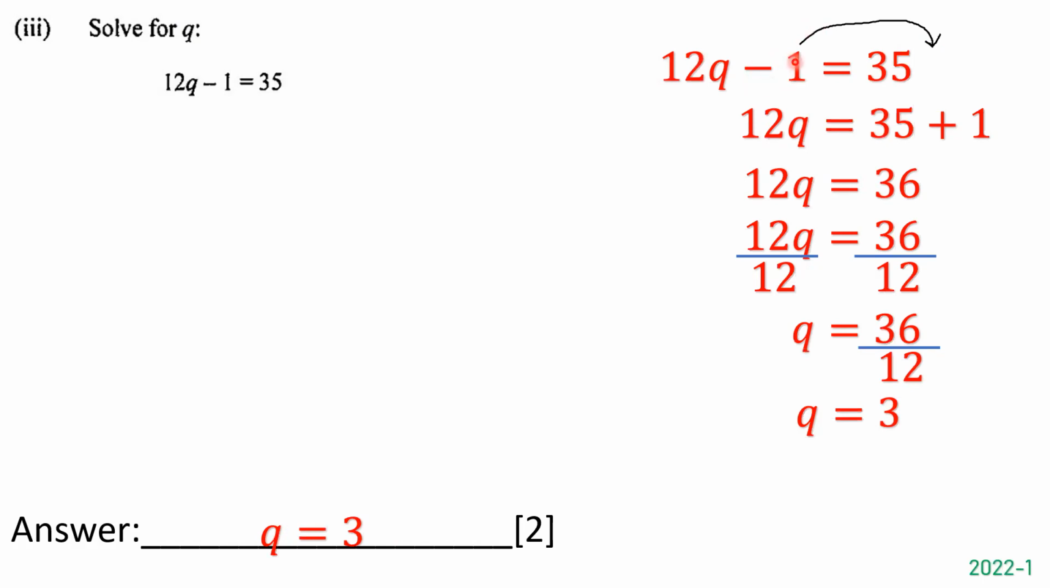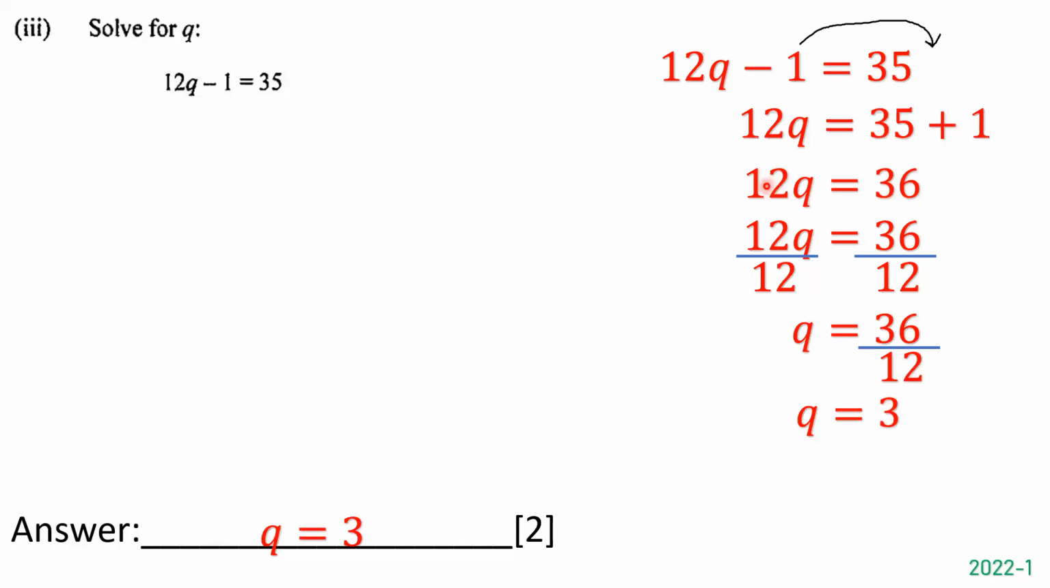This is a negative 1. So when we send it over the equal sign, it becomes a positive 1. This is 35 plus 1. And so we bring down the 12q. What is 35 plus 1? Well, 35 plus 1 is definitely 36. And so we say 12q equals 36.